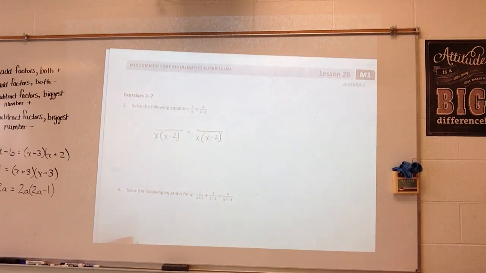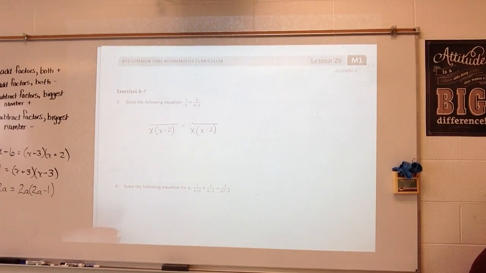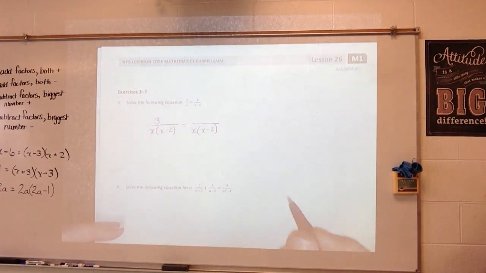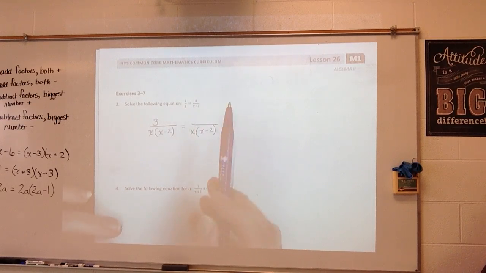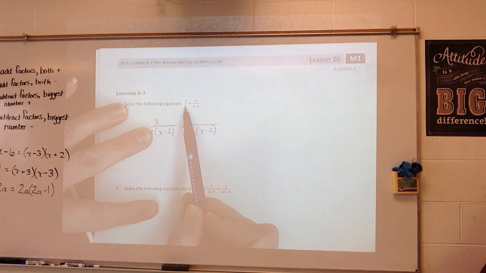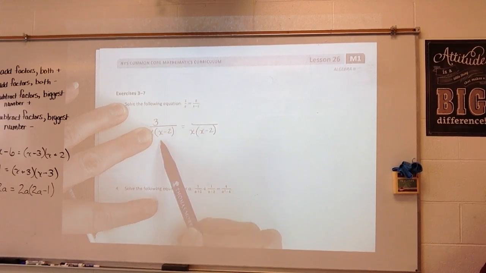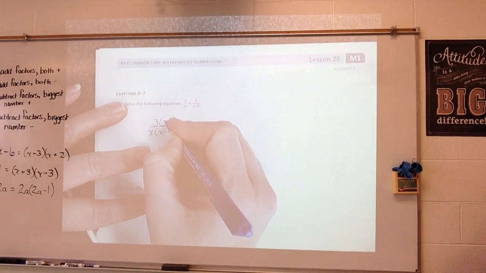All right, so with that being said, I know 3 is going to have to be multiplied by something. I have an x here and I have an x here. What is the only thing I'm missing from my new denominator? And that is x minus 2.